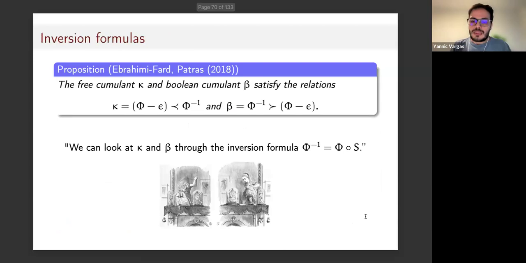So, just to show you one result, and I will end the talk. We can isolate kappa and beta from the previous equation. When I do that, I end up looking at the inverse of this big phi, this new non-commutative expectation. And as I told you before, the inverse can be calculated through the antipode. So the antipode gives you a way to calculate this inverse, and as soon as you know this inverse, you can have formulas for kappa and beta.